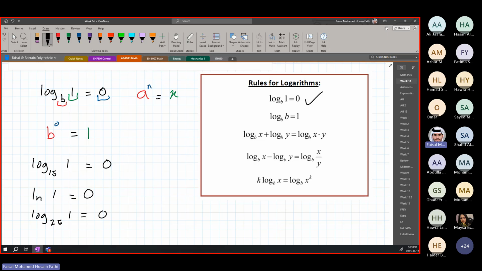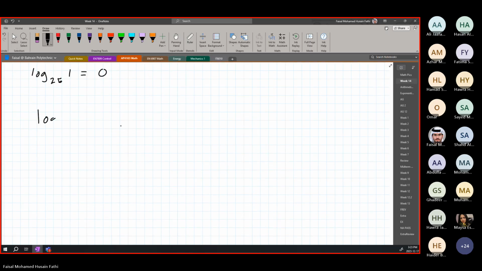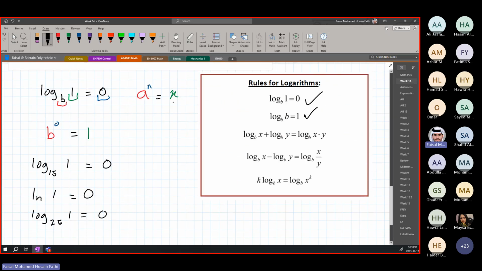Now, log of base of the base. So, log of b base b is equal to 1. Why is this? If we do this into exponential form, this is simply saying b to the power of 1 is equal to b. Isn't that correct? That is true. That is why the log of any number with its base, like the number is equal to the base, is always going to be equal to 1.